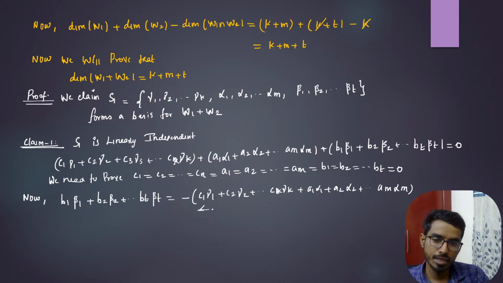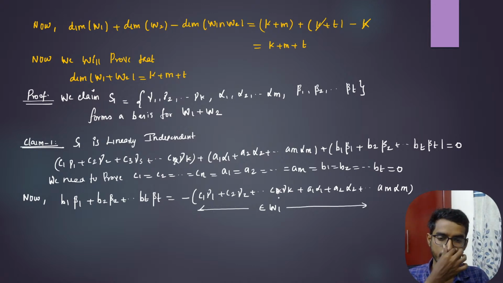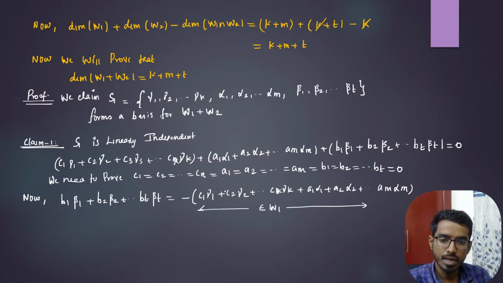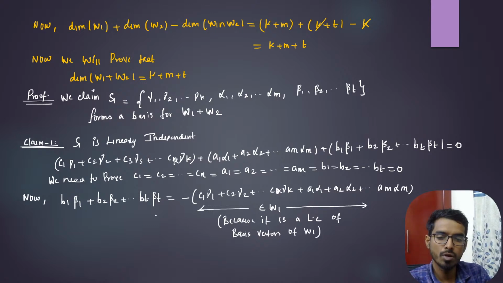Now you can see that these vectors belong to W1, yes or no? Because W1 is what? Gamma 1, gamma 2, gamma 3, alpha 1, alpha 2 up to alpha m. That means these vectors belong to W1 because this is a linear combination of elements of the basis of W1, right? Because it is a linear combination of basis vectors of W1, so it will be in W1.